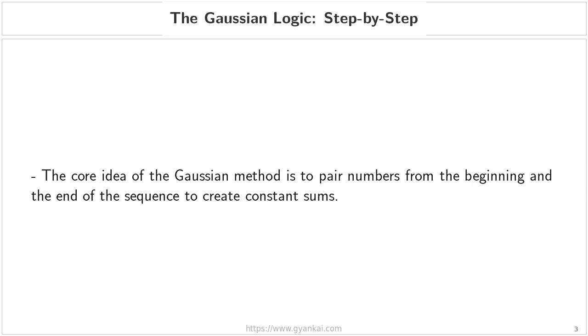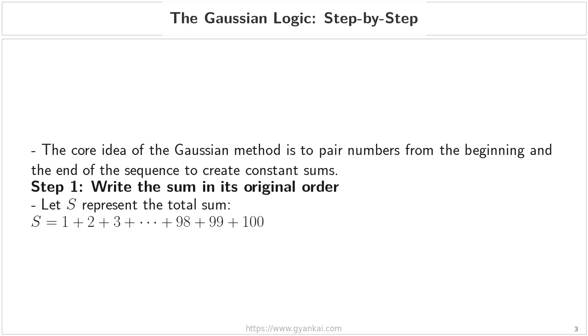The Gaussian logic, step by step. Now that we understand the problem we are trying to solve, let's dive into the actual logic behind the Gaussian method. The core idea here is quite brilliant. Instead of adding numbers one by one, we are going to pair numbers from the very beginning of our sequence with numbers from the very end. By doing this, we aim to create constant sums, meaning every pair we create will add up to the exact same value. To get started, let's follow a step-by-step process.